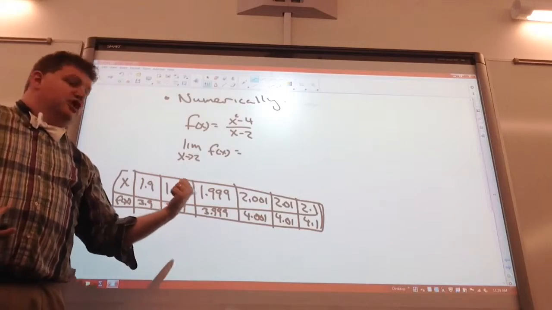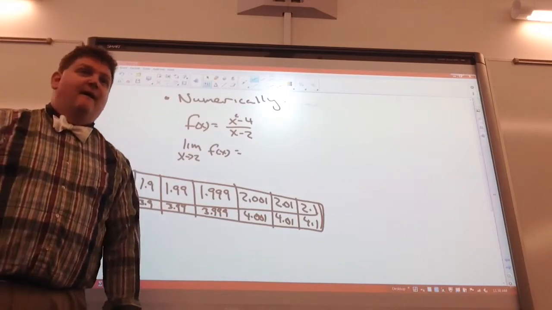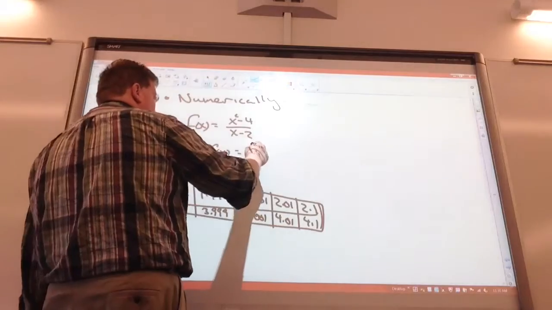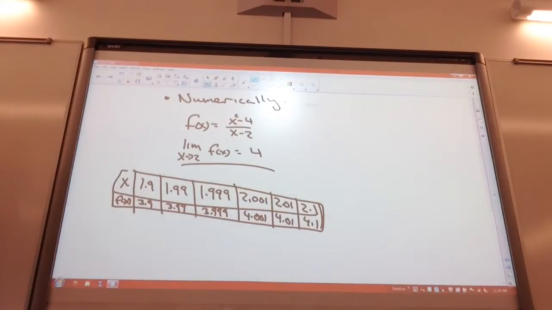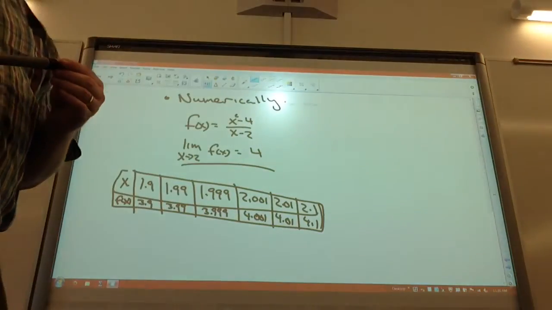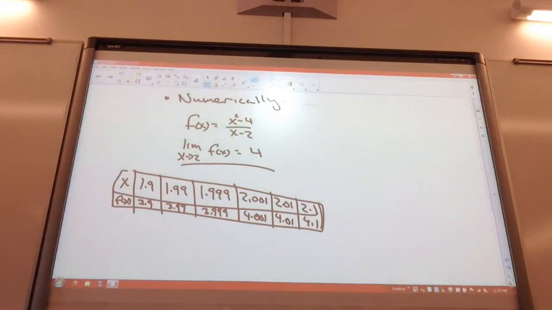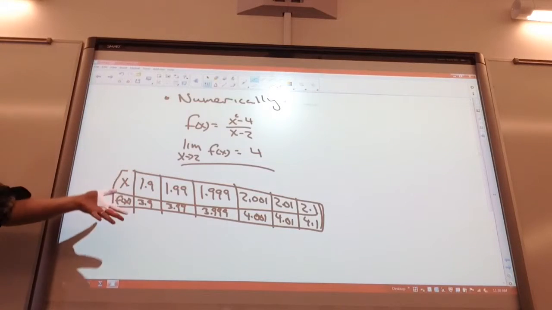So what does this chart numerically tell you that the answer should be? 4. Remember, the function is undefined at 4, but the limit doesn't care about that. The neighborhood you go to is still the neighborhood around 4, so that's the answer for my limit. Any questions there? Okay. This is how you would do one numerically.